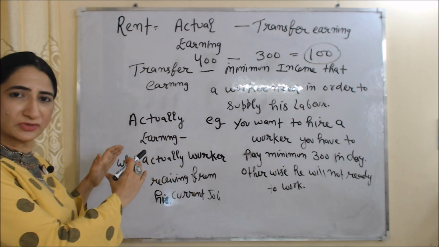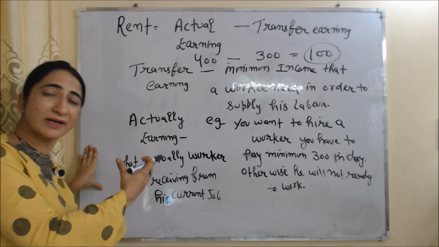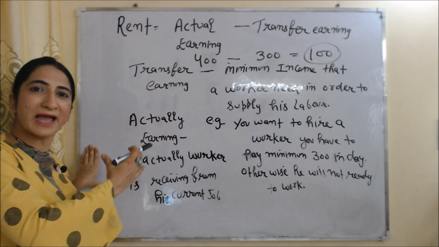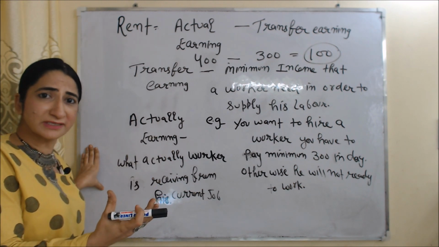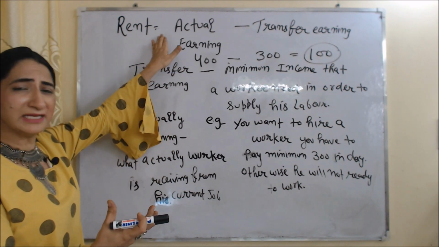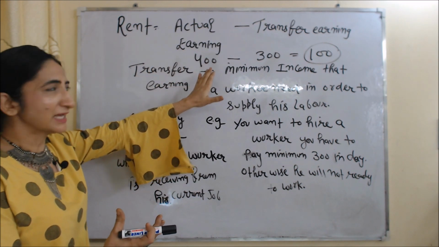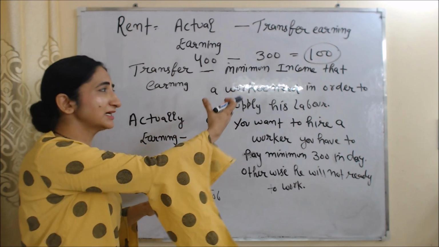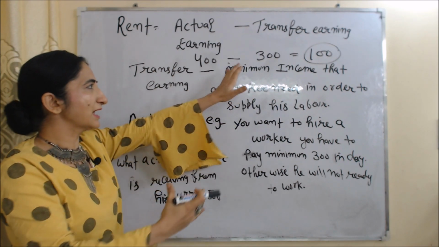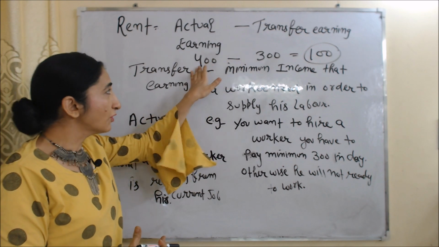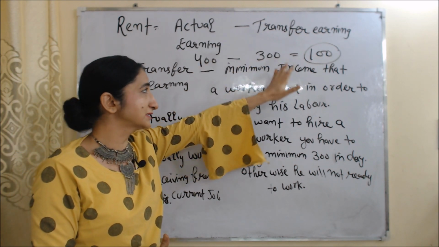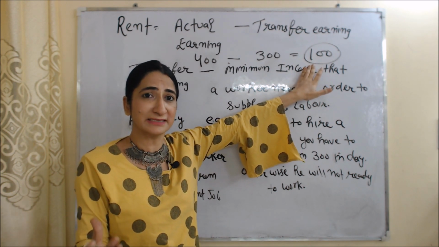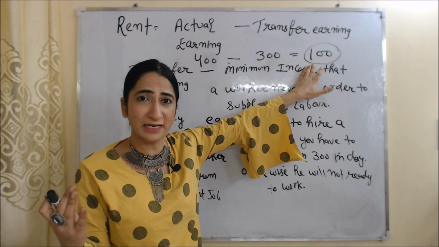On the other hand, actual earning means what the worker is actually receiving from his current job. For example, currently he is receiving 400 rupees and his transfer earning is 300 rupees, or we can say that the minimum income that a worker needs in order to supply his labor is 300 rupees. 400 rupees minus 300 rupees is equal to 100. This 100 rupees is surplus for labor, or we can say that this 100 rupees is rent for labor.